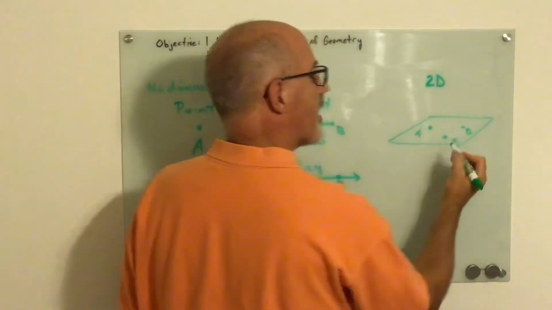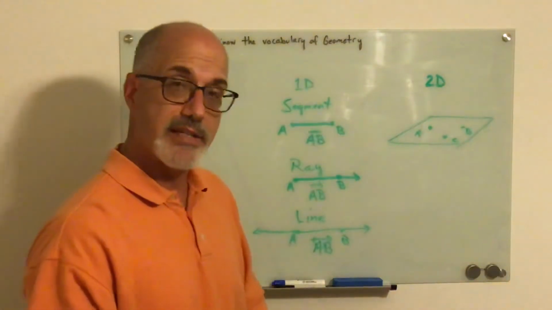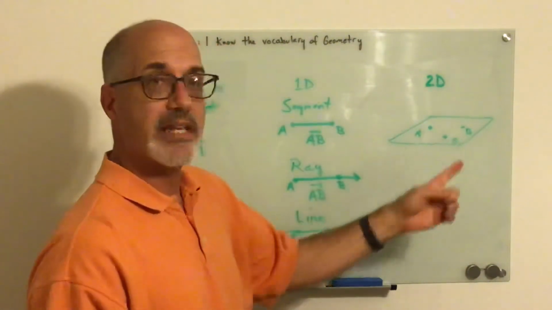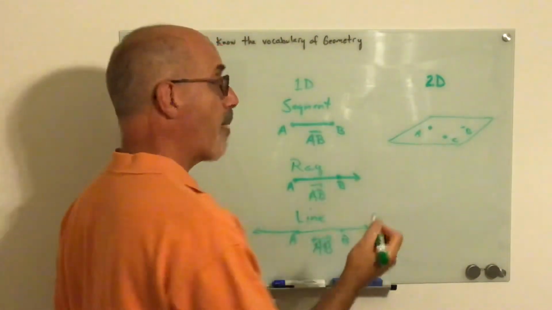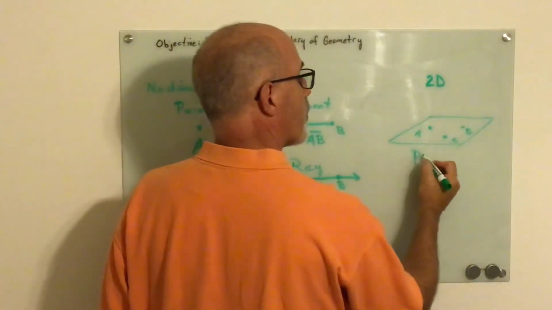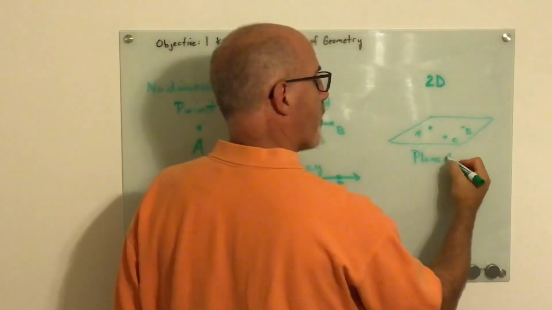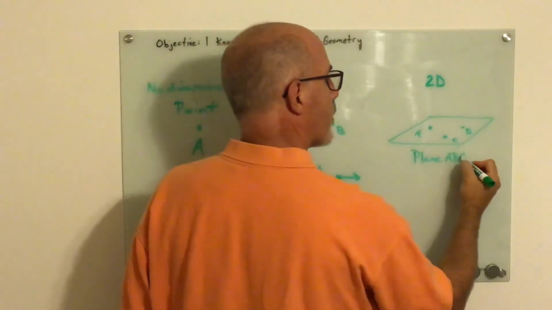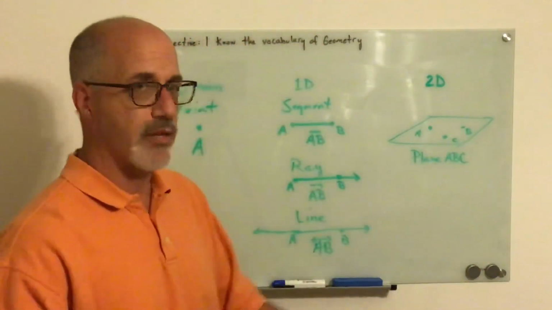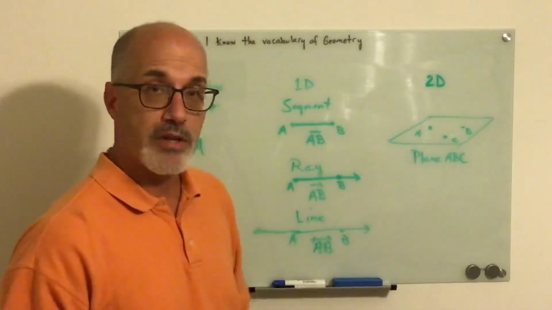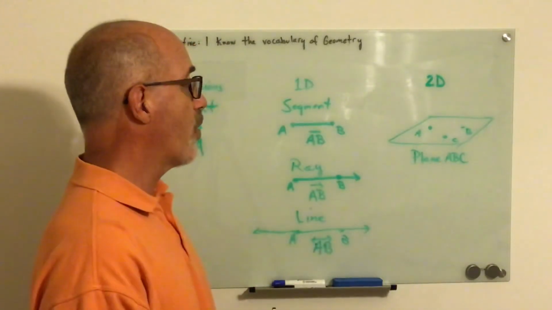So we find another point that's not on it, say C here, and now we have labels properly for this plane. So we have to write out the word plane with this to tell the readers what we're dealing with, and this would be plane ABC or BCA. You could label it in any way.